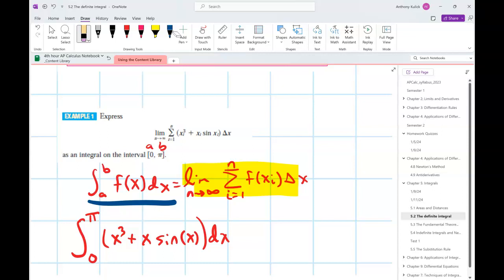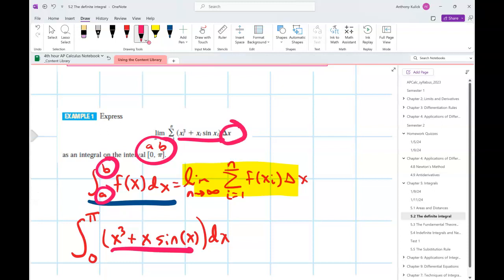That's it. So what did you do to get that? Almost nothing. I just plugged in the a and b from here, and then I recognized the function there and turned delta x into dx. Yeah, it's not more complicated than that.